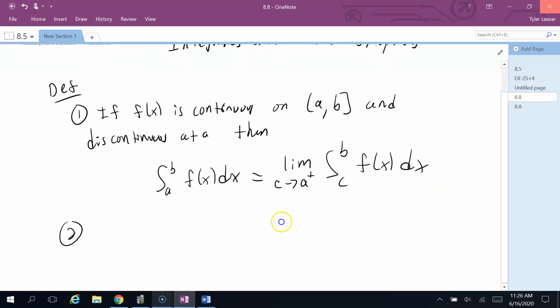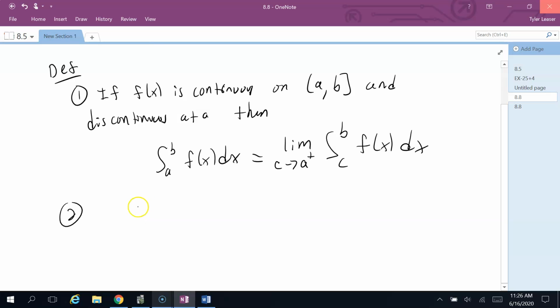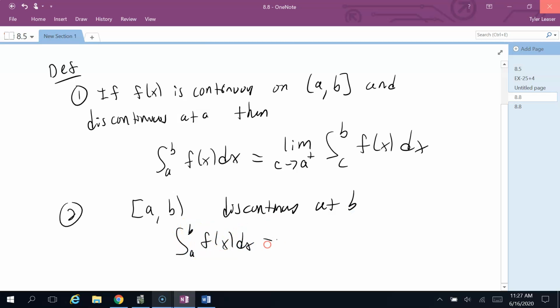All right, same kind of deal, but the other way around. This time, let's look at having the integral from a, including a, up to b, and it's discontinuous at b. Then if we integrate from a to b, now my upper limit is discontinuous, so I'm still going to do that limit, but now as c approaches b from the left, then from a to c, f of x dx.